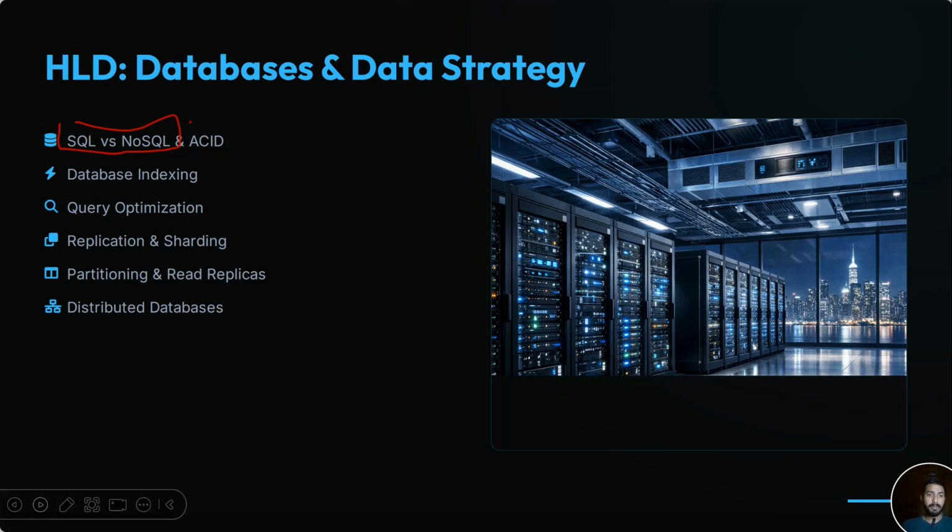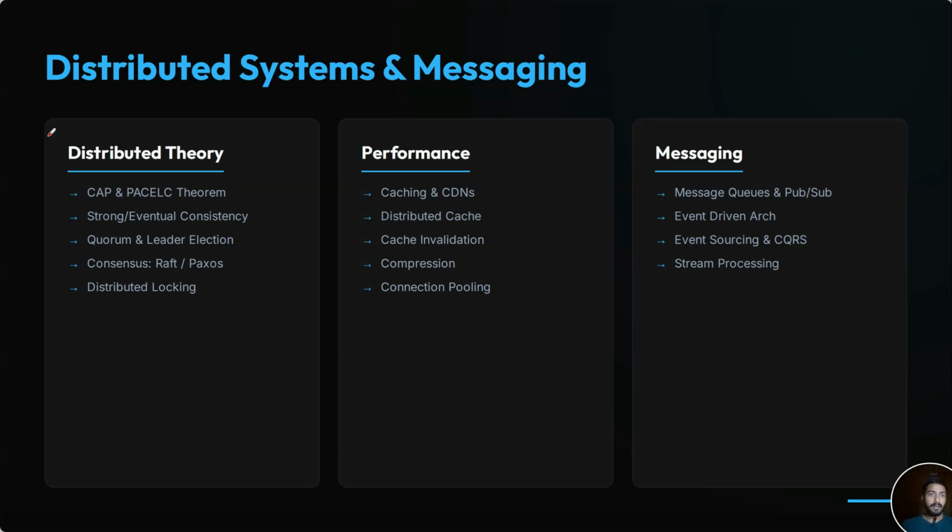Once we cover this topic, we'll move forward with distributed system theory, where we'll understand the CAP theorem, eventual consistency, strong consistency, and how we can do leader election or quorum. We'll also understand Raft versus Paxos and distributed locking. These are very important concepts whenever we have to attend any good company interviews. It is not only what it is, we need to understand why and when to use this and when not to use this. These are the very important things.